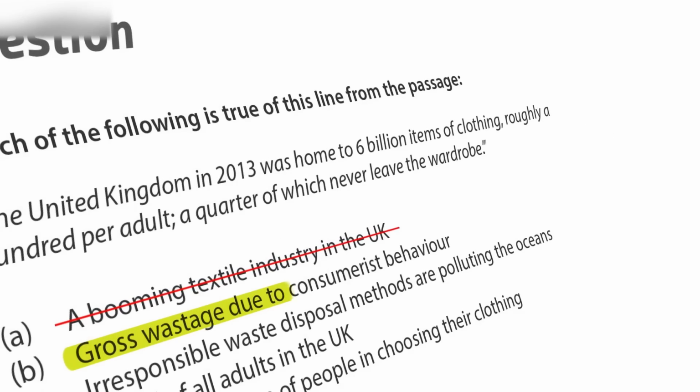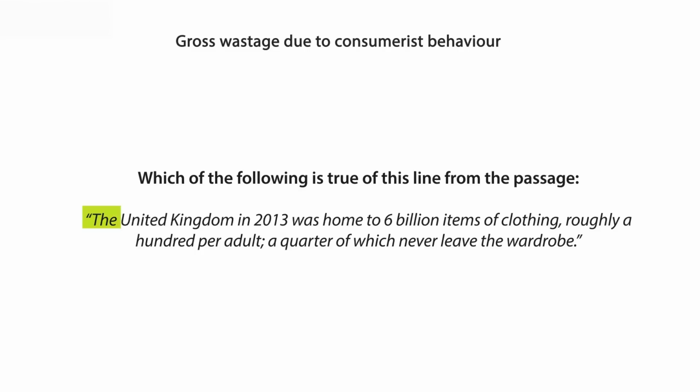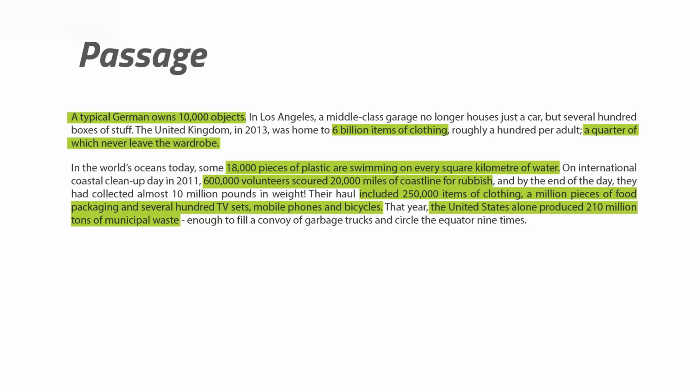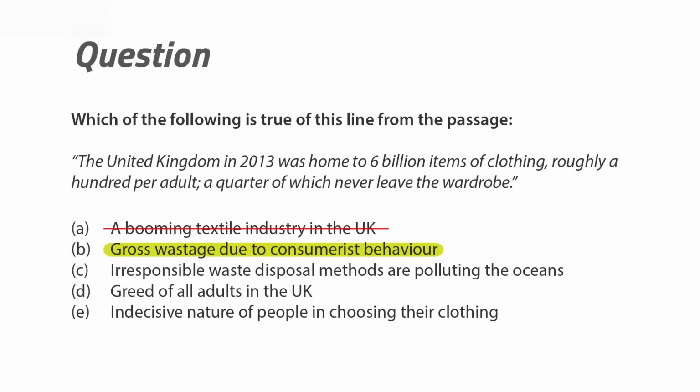Coming to the second option, gross wastage due to consumerist behavior. Well, a quarter of 6 billion items of clothing lying unutilized does amount to wastage resulting from consumerist behavior that leads people to buy more than what they need. Couple that with the rest of the passage that talks about the amount of waste generated in the world, which actually then begins to make sense that this might be one of the probable answers. So let's hold on to that for the moment and come back to it after we analyze the rest of the choices.